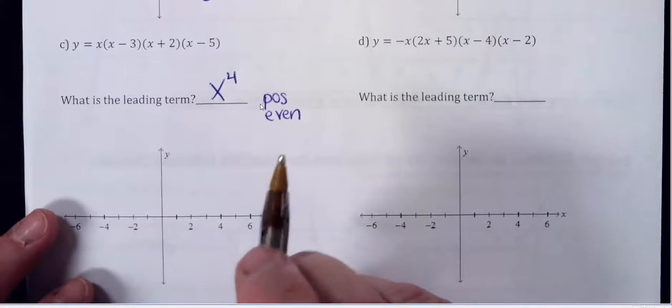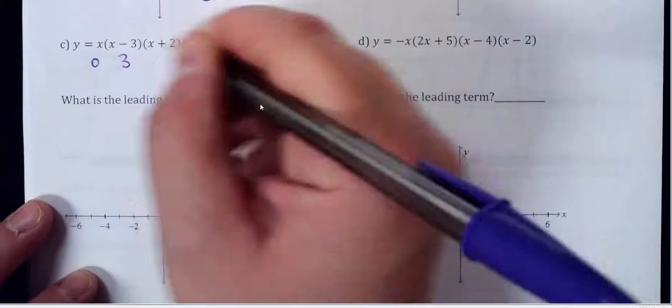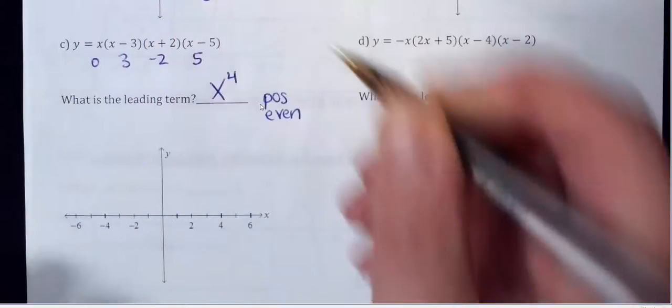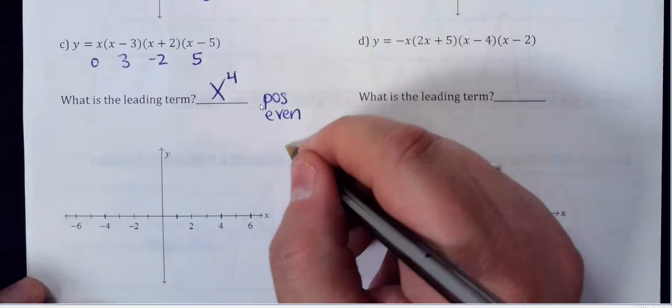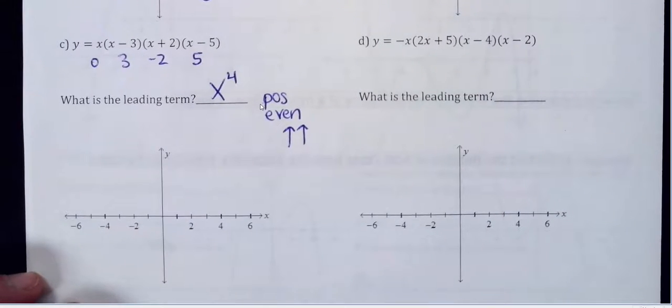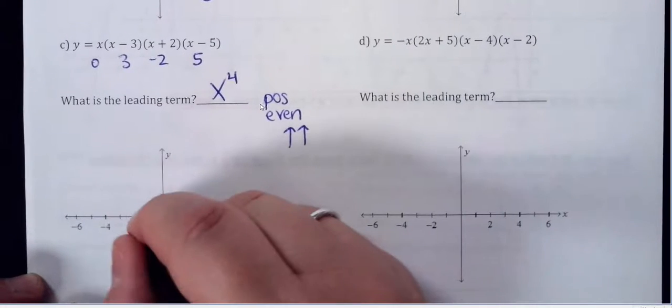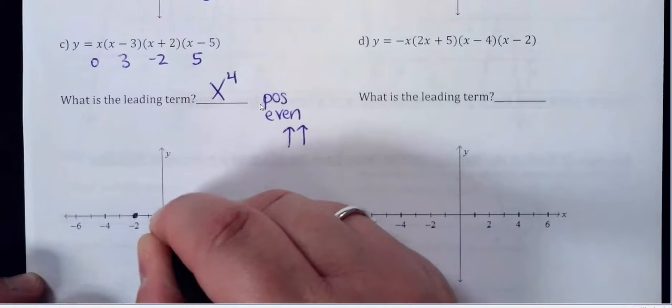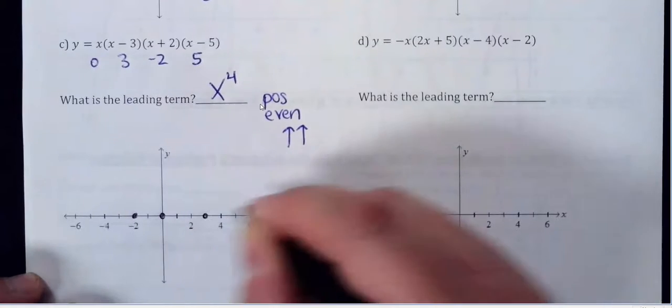0, 3, -2, and 5. All right, so we'll just plot those points. Oh, sorry, positive, even. The end behavior should go up on both ends. Anytime it's even, it's like a parabola, so they go the same direction. So I'm going to do -2, 0, 3, and 5.